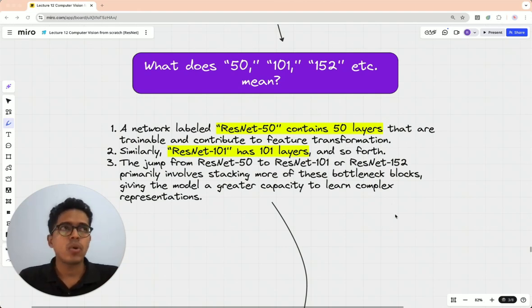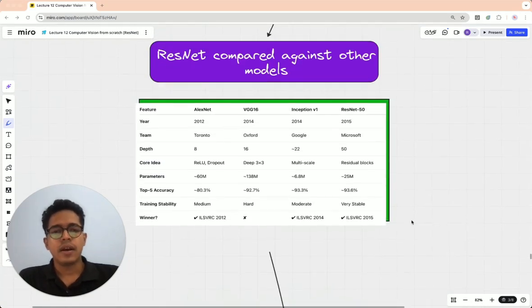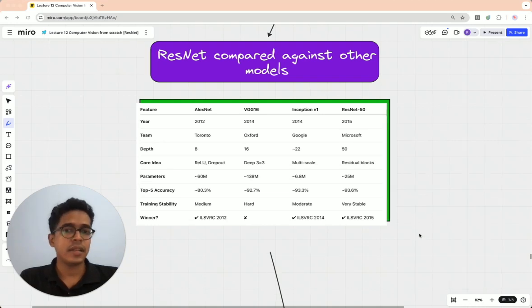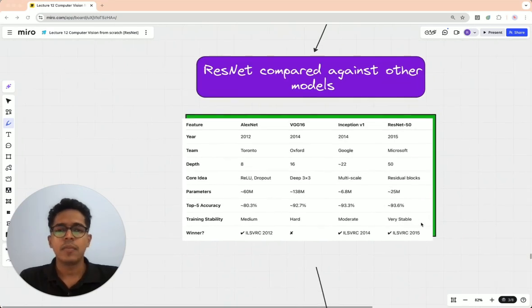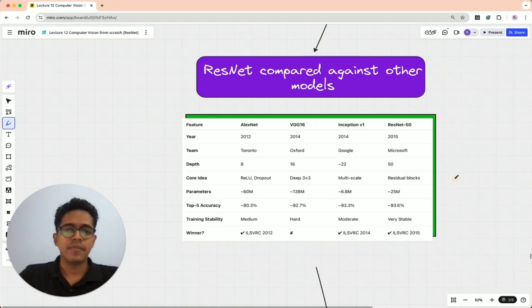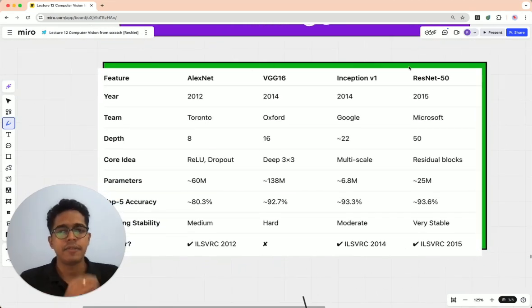So stacking more and more layers to form deeper and deeper neural networks. Now, before we look at implementing the ResNet on our 5 flowers dataset, let's have a comparison of ResNet against the other 3 models that we have tried prominently. I'm not including SqueezeNet here, but I'm comparing AlexNet, VGG 16, Inception V1, which was GoogleNet, and then ResNet 50.